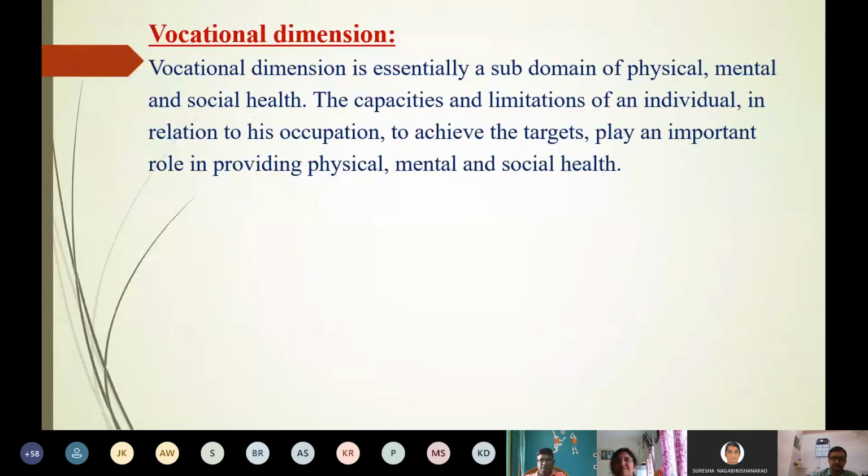Then comes the vocational dimension, which is a total mess nowadays. People ruin their personal health because of this, and this dimension essentially is a subdomain of physical, mental, and social health totally. Why? Because the capacities and limitations of an individual in relation to his occupation, to achieve the targets, each plays an important role in providing these three aspects.